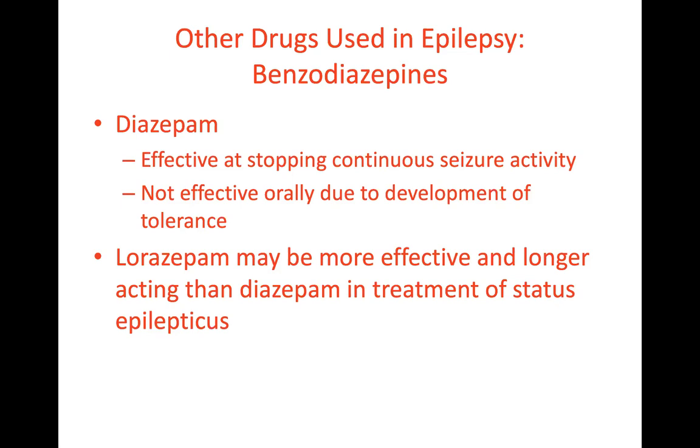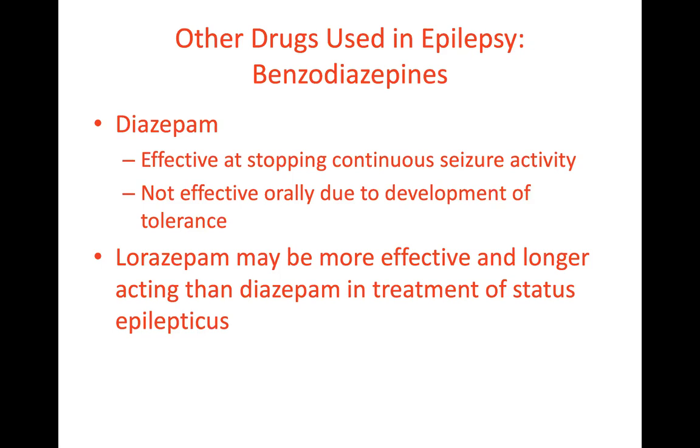The problem is that giving it as a prophylactic doesn't work real well, because by giving it orally, on a daily basis, multiple times a day, they'll develop a tolerance to it. So we see diazepam used on a short-term basis primarily to stop seizure activity. Then what they try to do is figure out what's causing the seizure and what type of seizure it is, and then put them on one of these oral medications we've talked about this afternoon.